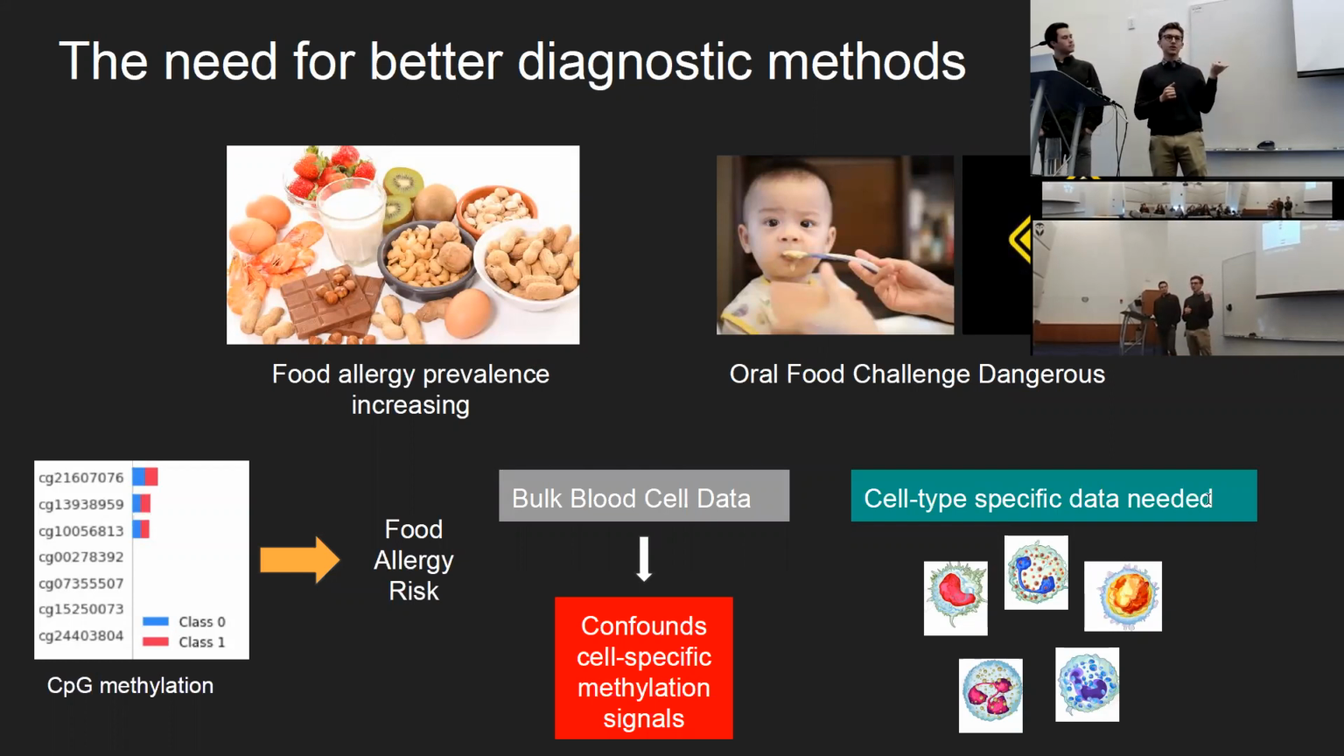So we are leveraging recent studies that have shown that epigenetic markers are correlated with food allergy risk by building a classifier to predict risk. The data that we're using is taken from bulk blood cell data. The problem we found with this data was that so many cell types together confound cell-specific methylation signals. So a goal that we'll talk about is how can we get cell type specific data from our bulk data?